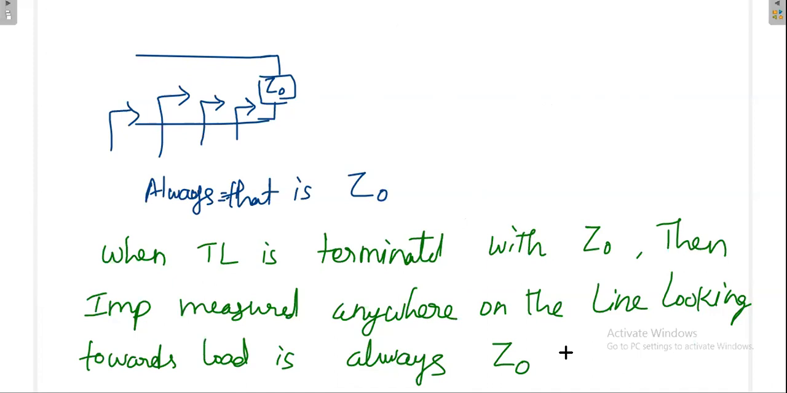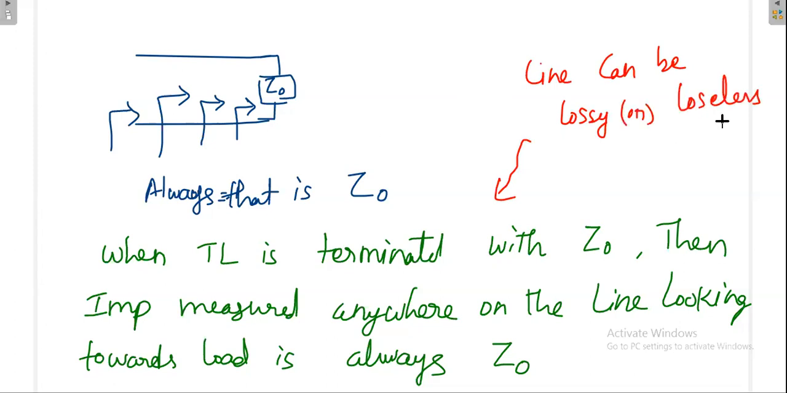And here I have not mentioned anything. The line can be lossy or lossless. Again, you should not think that it works only under the lossless condition or the lossy condition or distortionless. For this statement to work, the line can be anything. Lossy or lossless, with distortion or without distortion. Line can be anything.